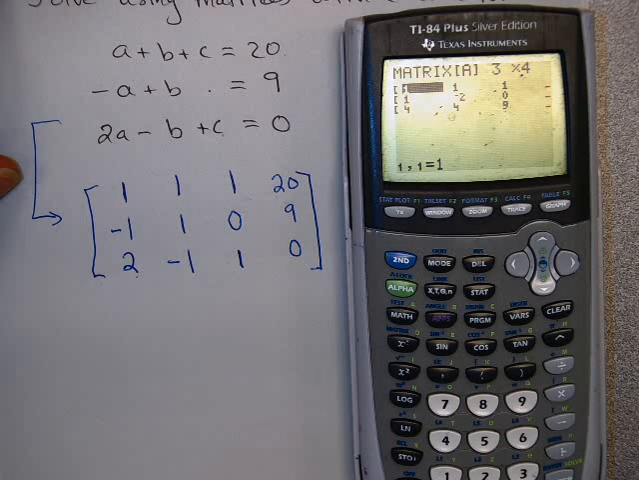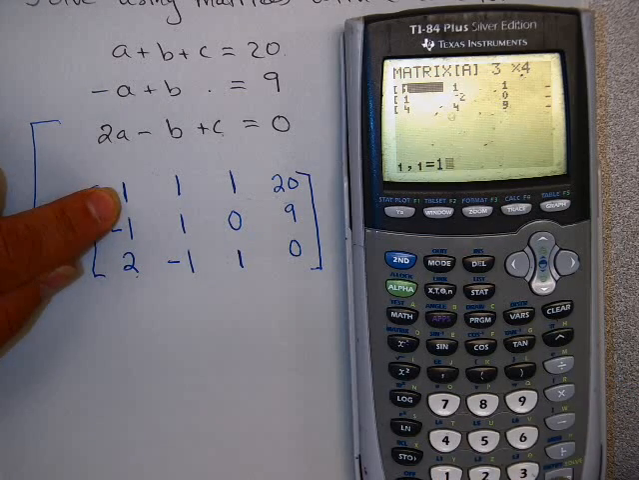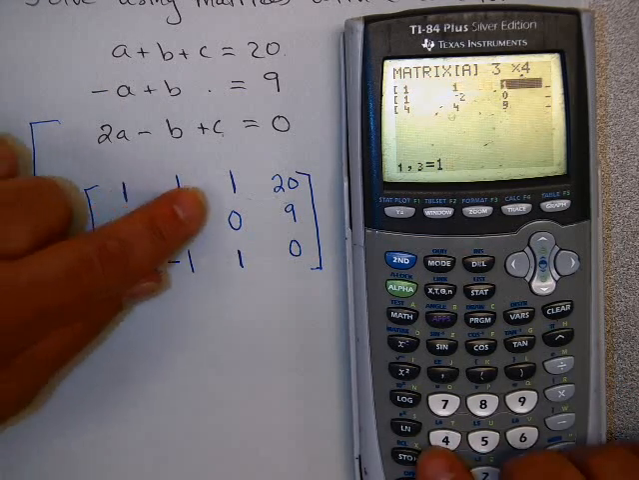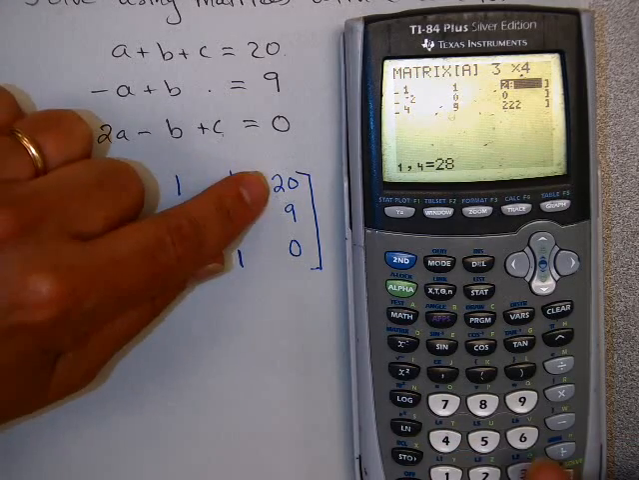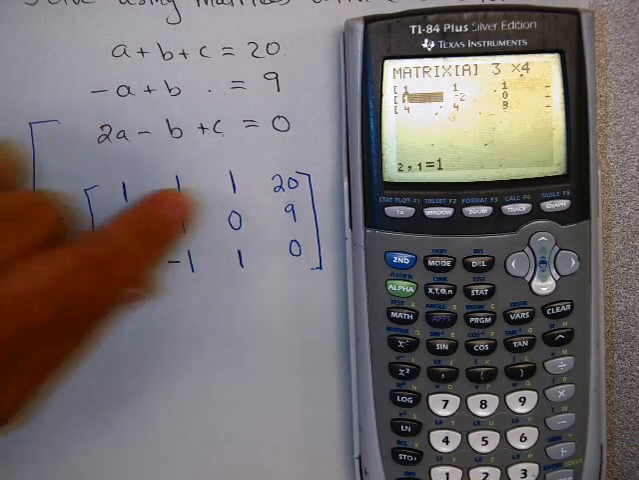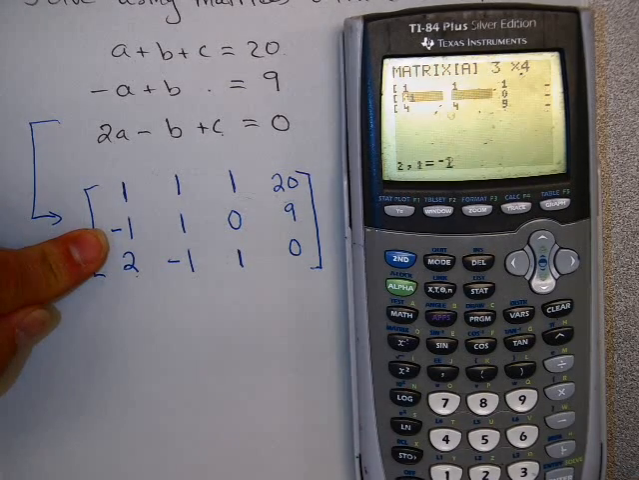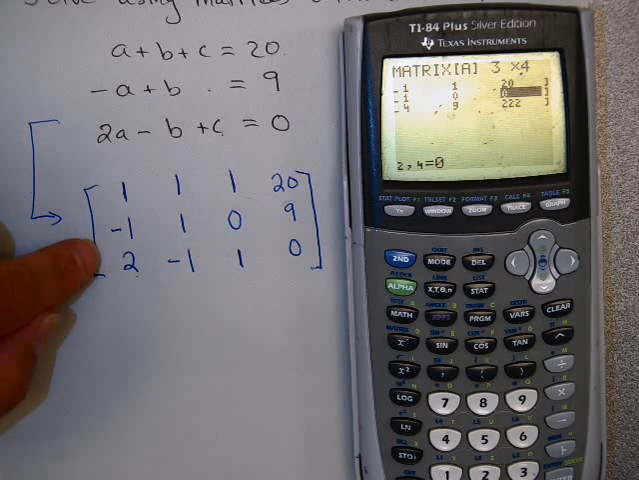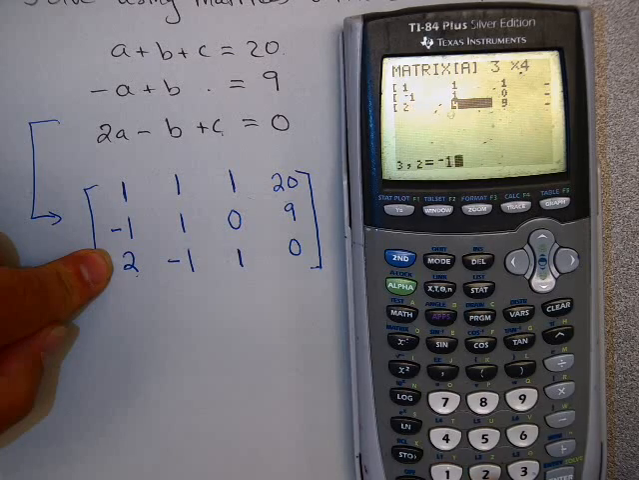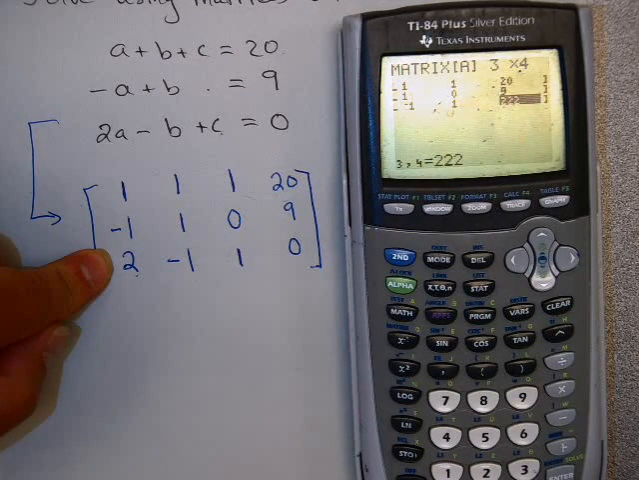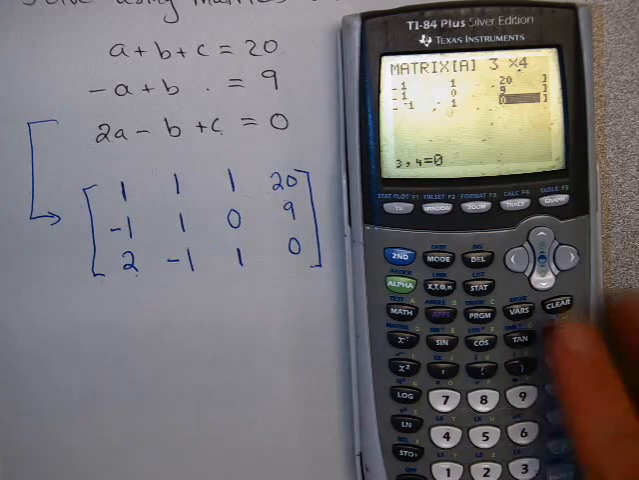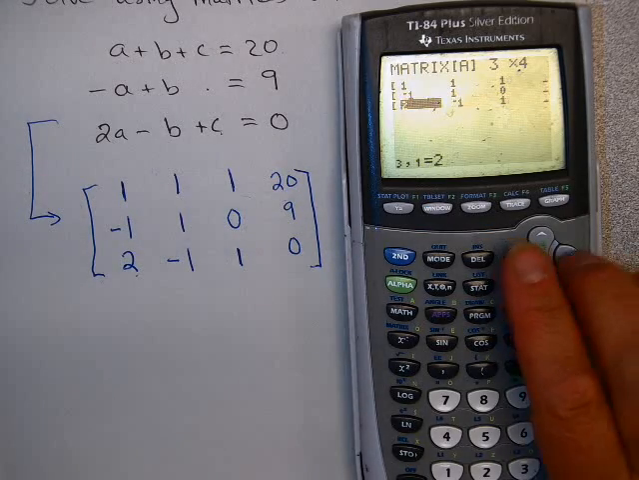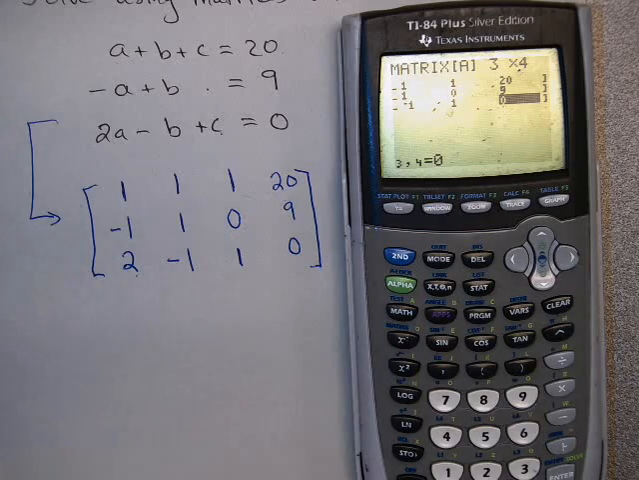If you have something there, that's fine. We're going to change it. And I'm just going to type across. 1, enter, 1, enter, 1, enter. Notice it will pop over here. 20, enter. Then go down, minus 1, enter. Make sure you hit enter after each one. 1, enter, 0, enter, and then 9, enter. 2, enter, negative 1, enter, 1, enter, 0, enter. Now, if you look at this, you will see that this is equivalent to this right here.